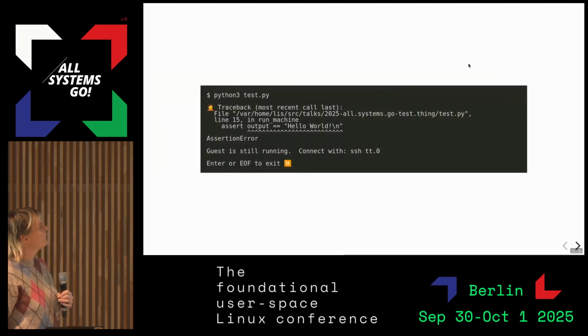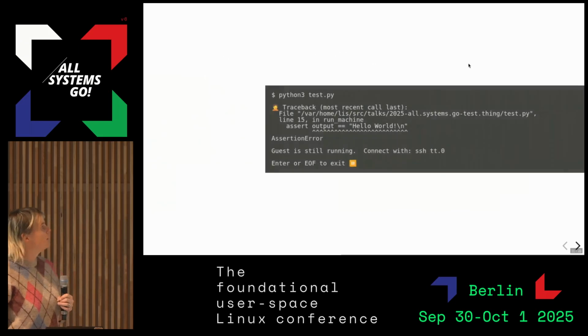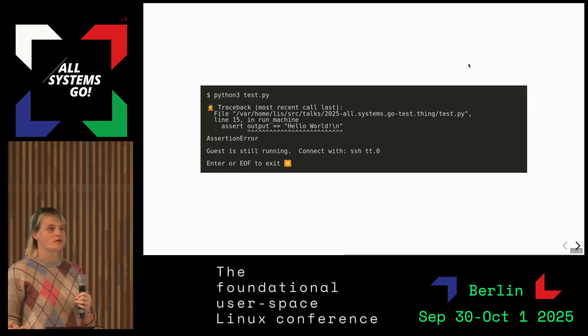If you run that code, you might have noticed that here we have world is small, and then we assert that it's big, so that's going to fail. You get this: okay, it failed, but because we had that sit equals true, it does this nice thing for us. Okay, the guest is still running, I'm going to wait for you.